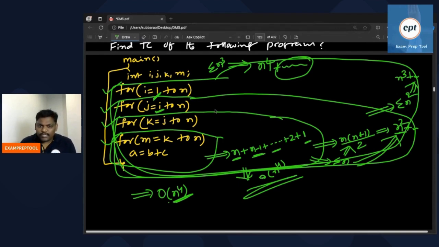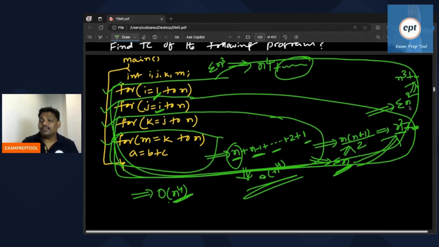I'm repeating once again. Two inner loops will give sigma n, the sum of n natural numbers, n into n plus 1 by 2, which is n squared plus some more things. But if you take the upper one, n squared. This is j is equal to 1, n squared; j is equal to 2, again n squared; j is equal to 3, again n squared.